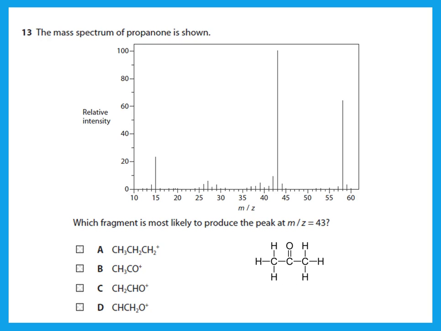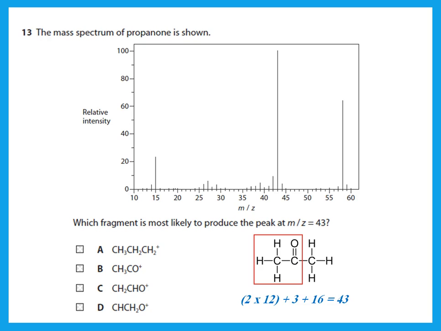Now he's saying which fragment is most likely to produce the peak at 43. Okay, let's try and cut it into pieces and see which one is 43. Well, if you cut that piece out, the CH3CO, that will come out to be a mass of 43, so that is the one we're looking for.